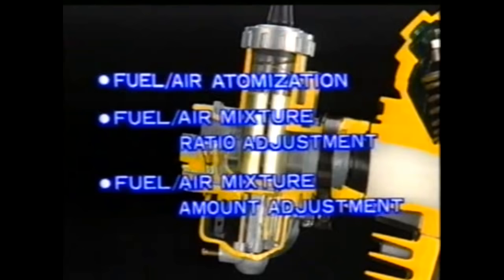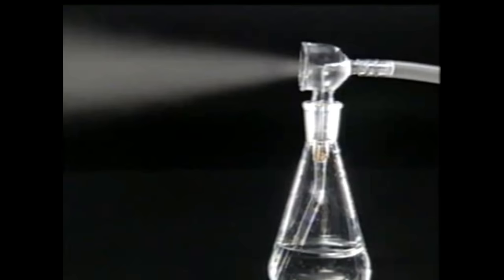Using this atomizing principle, the carburetor takes the fuel and turns it into a spray. Let's take a closer look at how it does this.